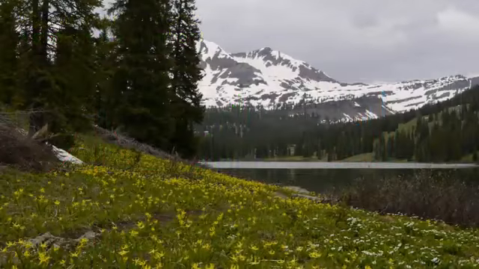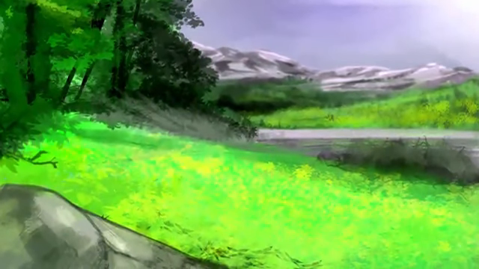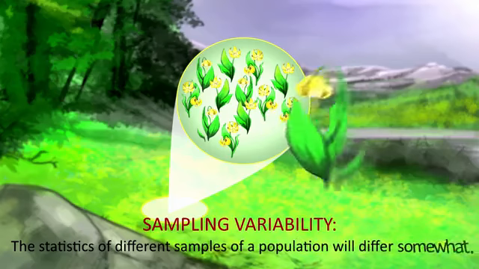Statistics are computed from samples, and each sample of a population is going to have different statistics. The statistics of different samples of a population vary. This is due to sampling variability.